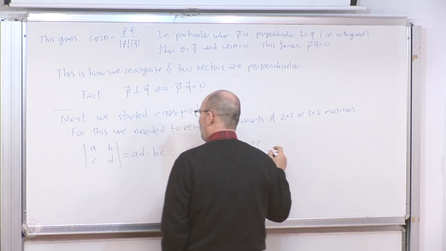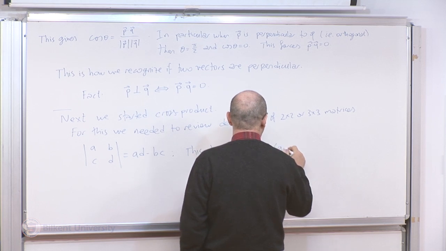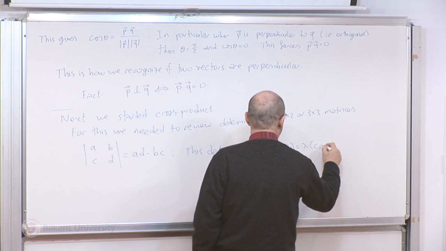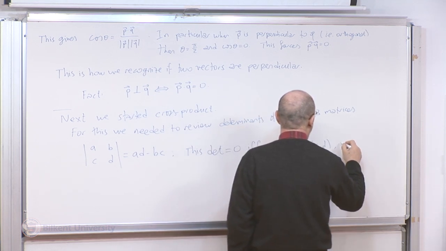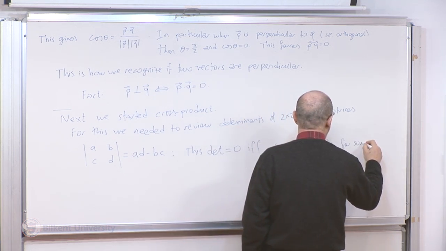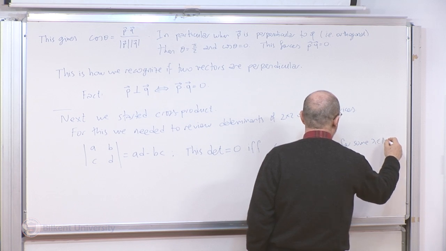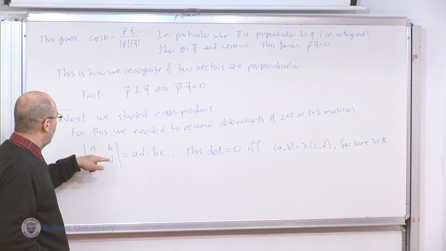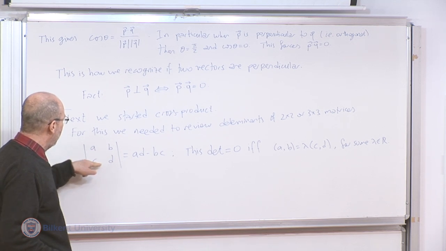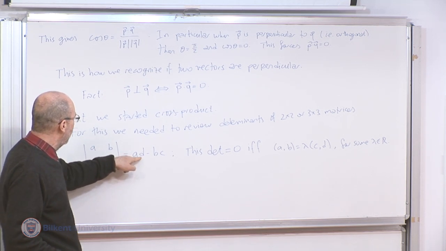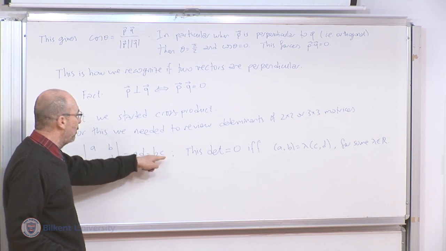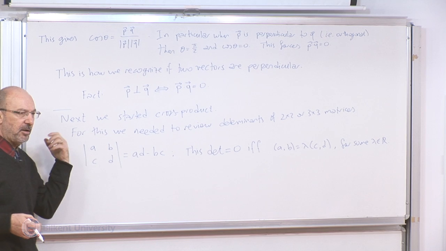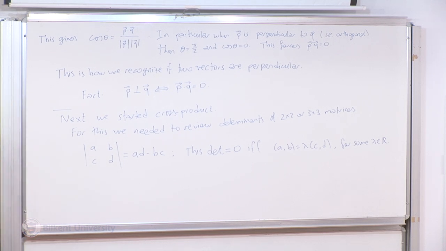if and only if (A, B) is a constant multiple of (C, D), for some lambda. So you can see this here. For example, if AB is equal to CD, then this is AB minus BA, so it is 0. If there is a constant here, the constant comes out, so it doesn't matter.